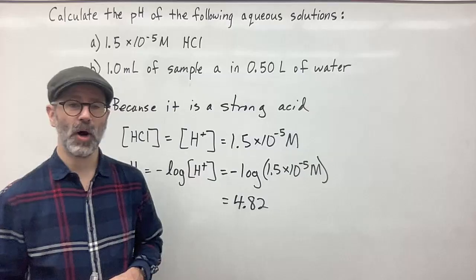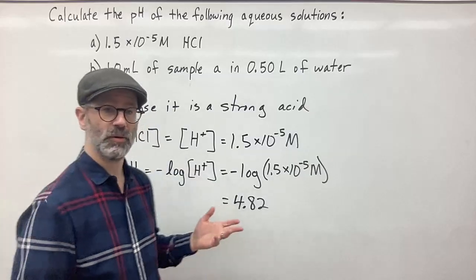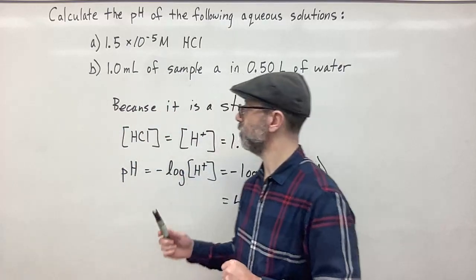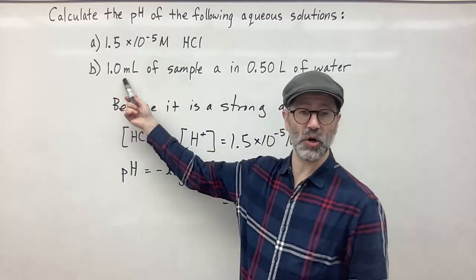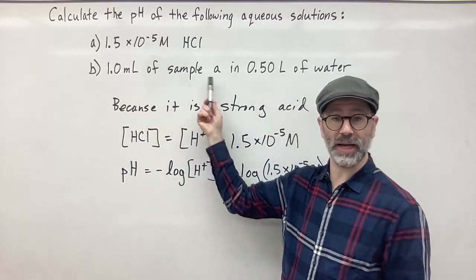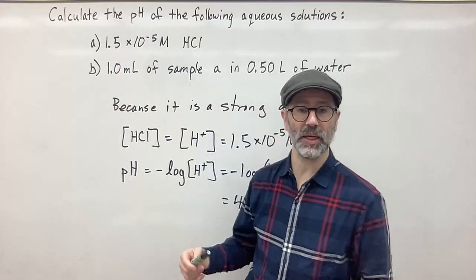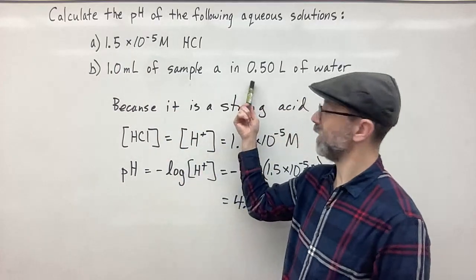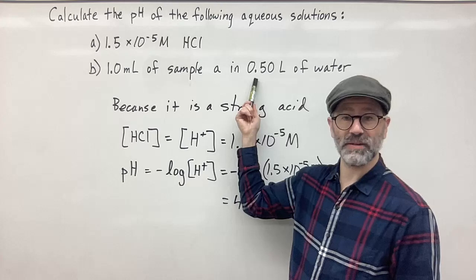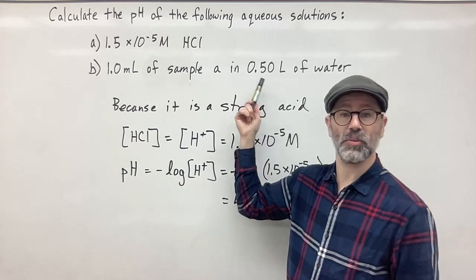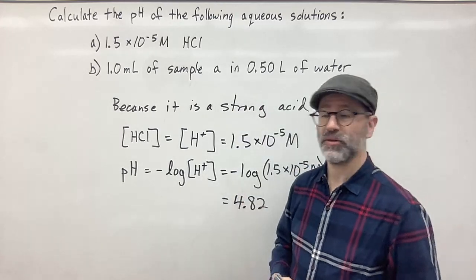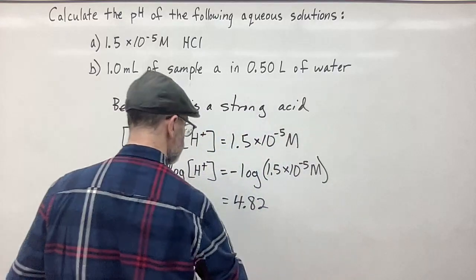Now, what about part B? So part B says we're going to take 1.0 milliliters of sample A. So here's sample A with its concentration. We're going to take a milliliter of that, and we're going to dilute it to 0.50 liters. And so let's go ahead and do that.